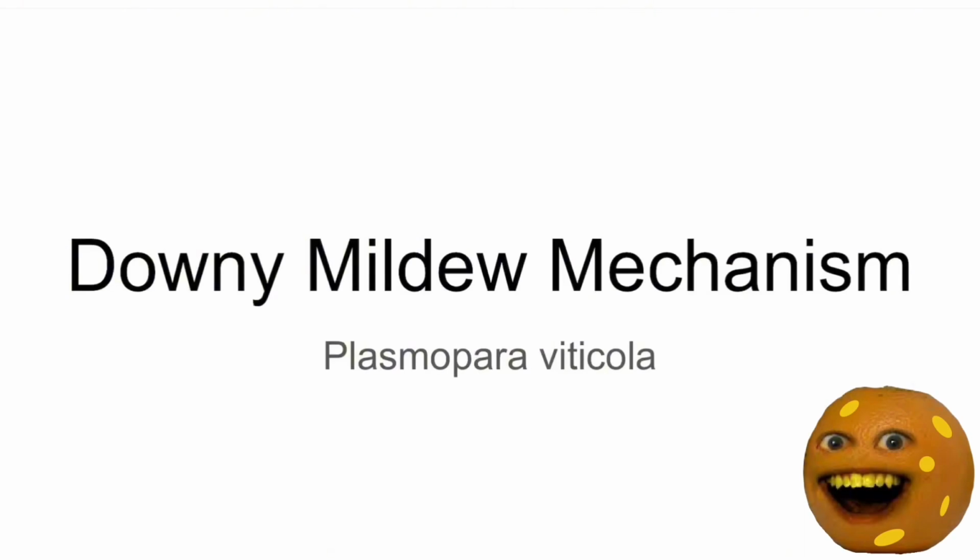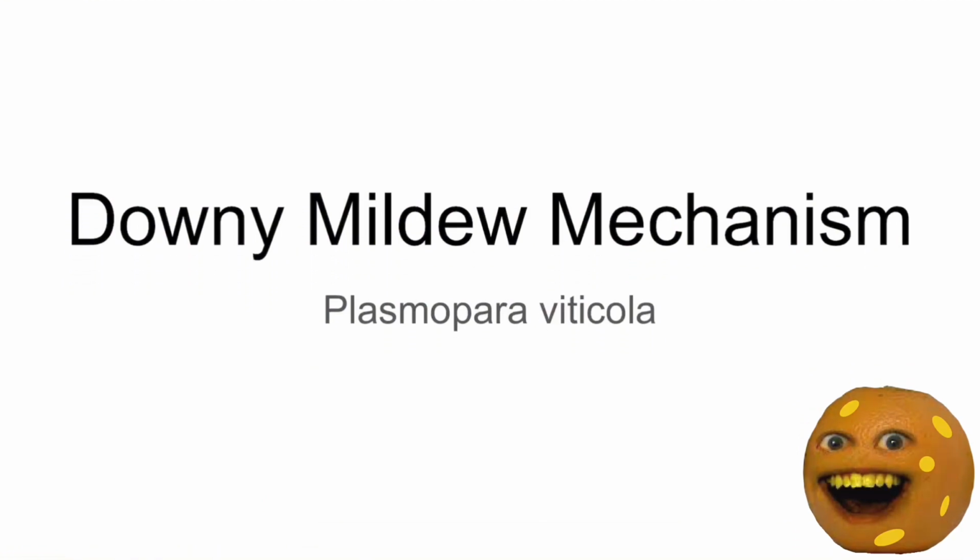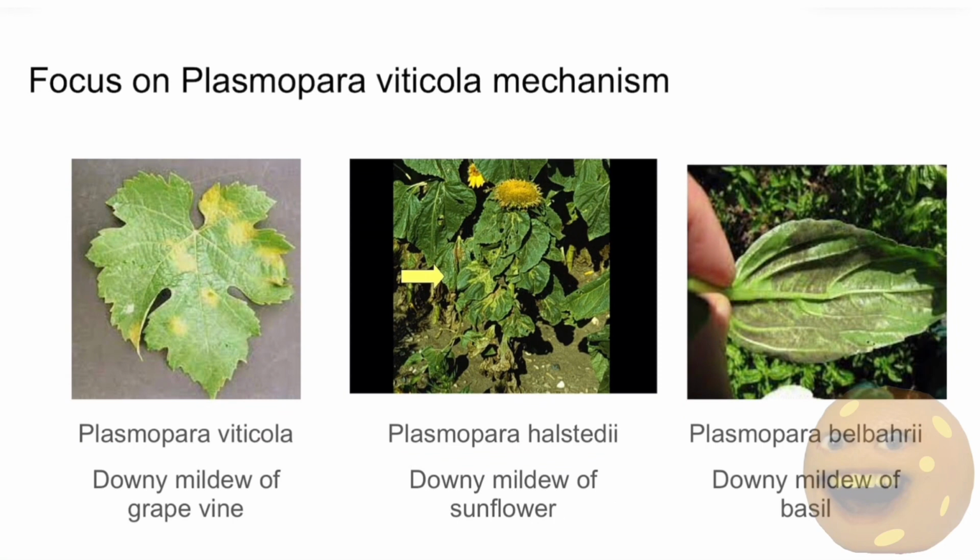Hi everyone, so now we're going to go over the mechanism for downy mildew, and for this presentation we're just going to focus on Plasmopara viticola. There are many other different strains of downy mildew, as you can see here, but Plasmopara viticola was the one that I've seen that's most studied in the research, so we're going to focus on that specific mechanism, even though most downy mildew mechanisms are pretty similar.